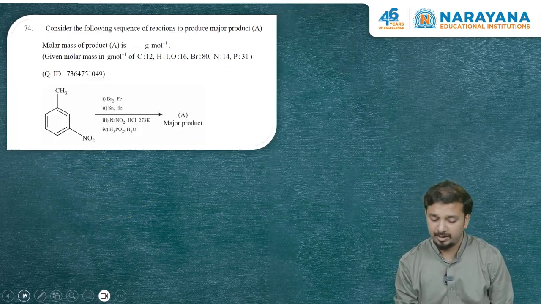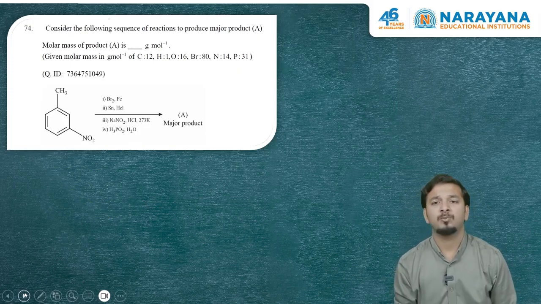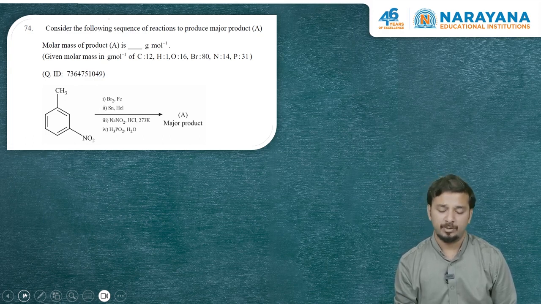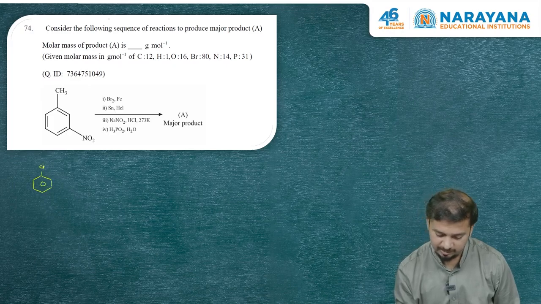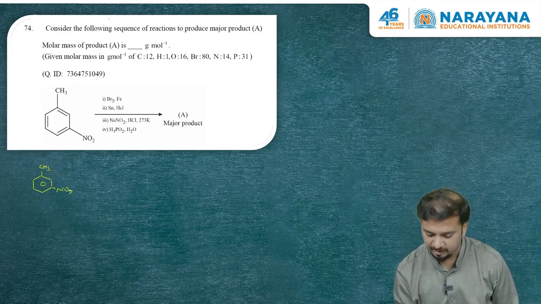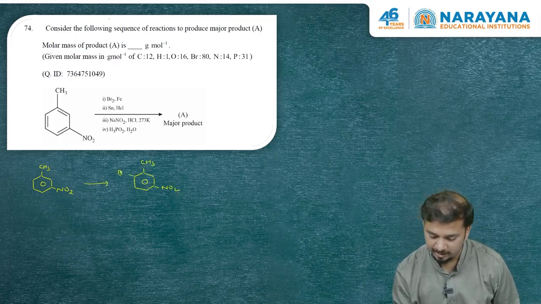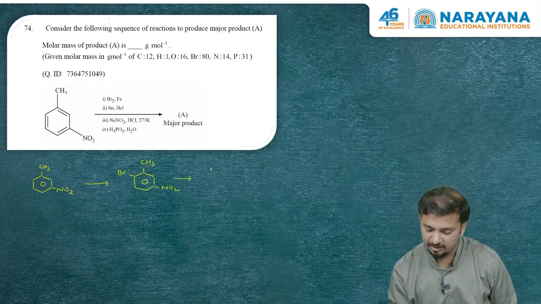Moving to the next question. Consider the following sequence of reactions to produce major product A. The molar mass of product A is in gram per mole. Let's write the reaction. We have CH3 and NO2 at the meta position. Br2/Fe will do bromination in the ring, so with CH3 and NO2, we can write Br over here. Then Sn/HCl is a reducing agent, so it will reduce NO2 to NH2. So this will be formed.